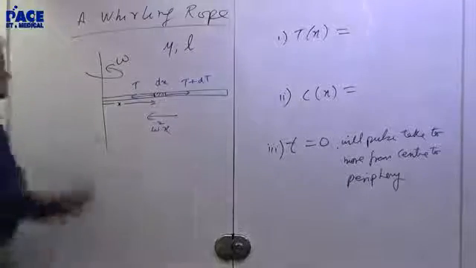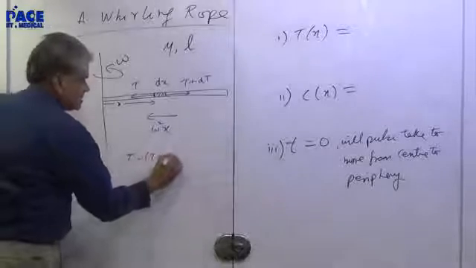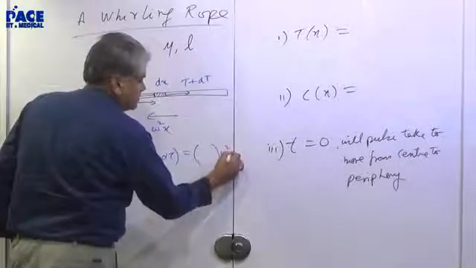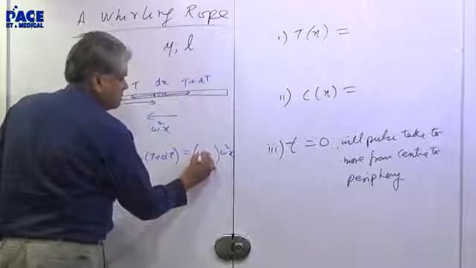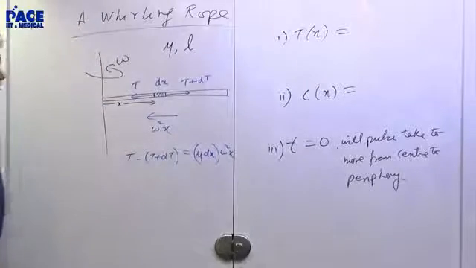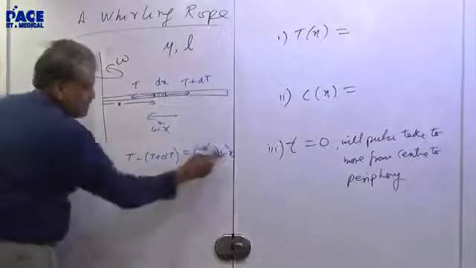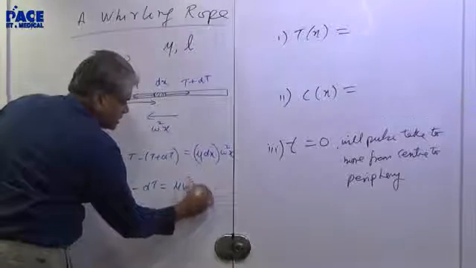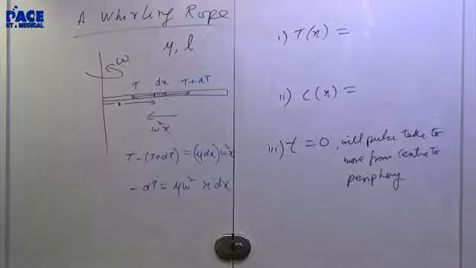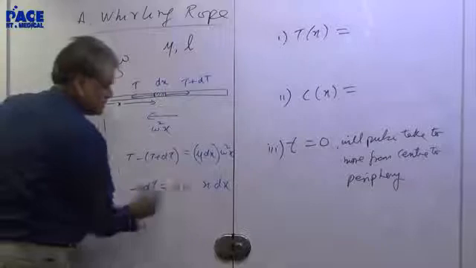So what is Newton's law on this? T minus (T plus dT) will be equal to mass into acceleration. What is the mass? It will be mu dx, mass per unit length into length. So this is minus dT, and this is mu omega square x dx. So you can integrate this as a differential equation.